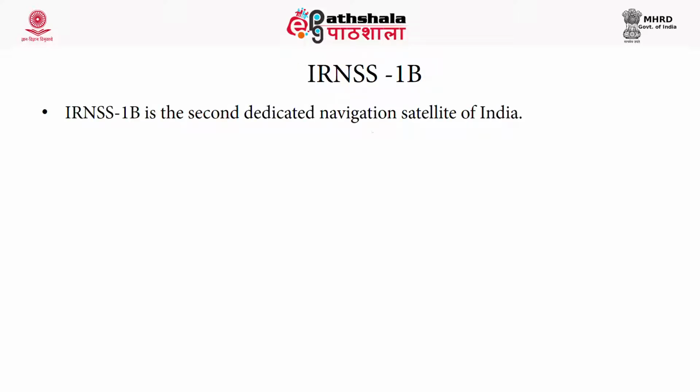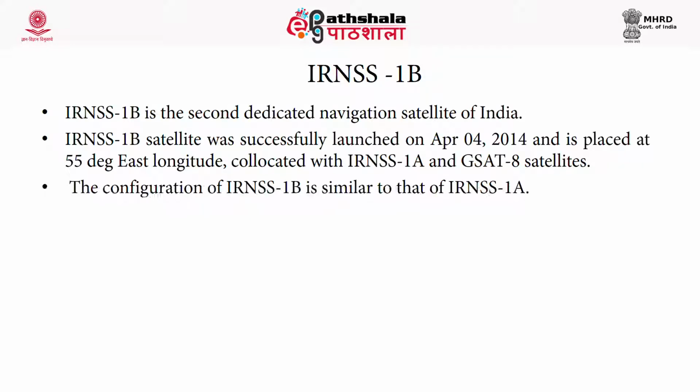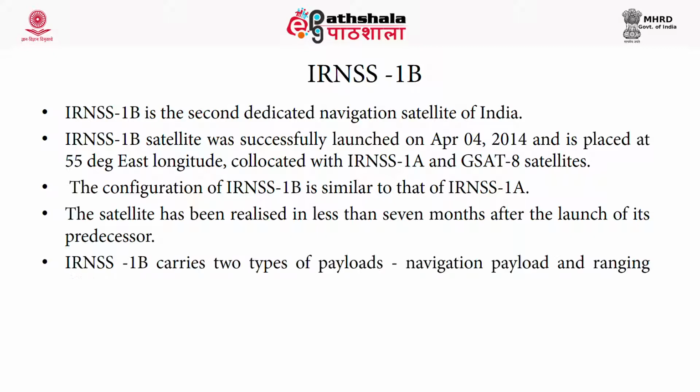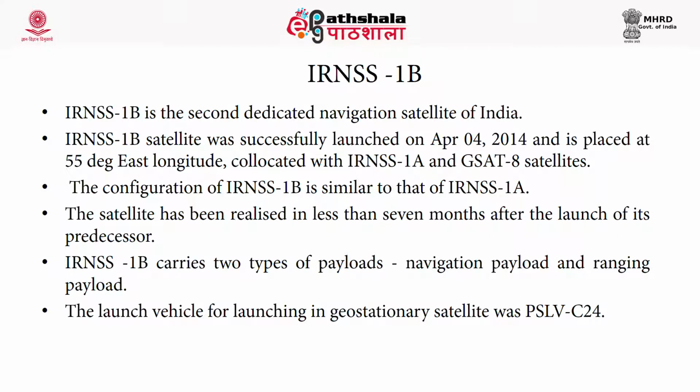IRNSS-1B is the second navigational satellite of the series that was successfully launched on April 4th, 2014 and is placed at 55° east longitude. All its configuration is similar to the first one and it was launched in less than 7 months after the launch of 1A. It also carries 2 types of payloads similar to IRNSS-1A, and the launch vehicle was PSLV C-24.